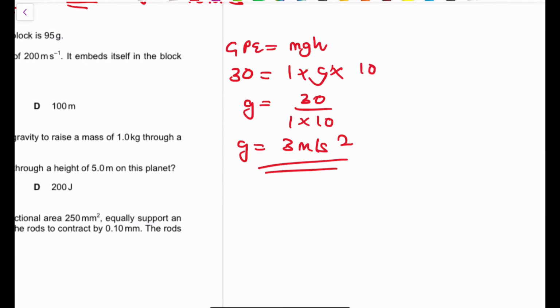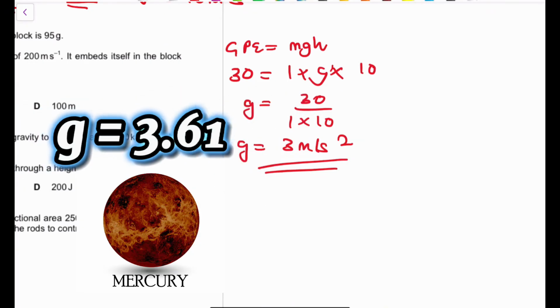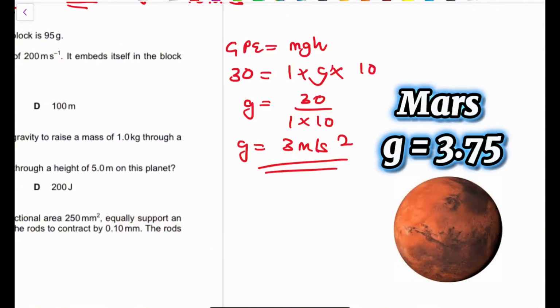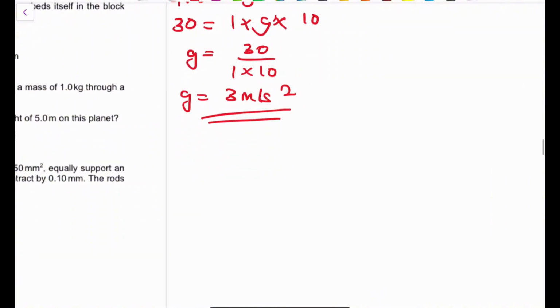Now, I only know of Mercury, because Mercury has a value of g of about 3.61. Mars has a value of g of about 3.75. So those are some of the planets that I know which have a value of g close to 3. But it doesn't matter what planet it is. It's just additional information.